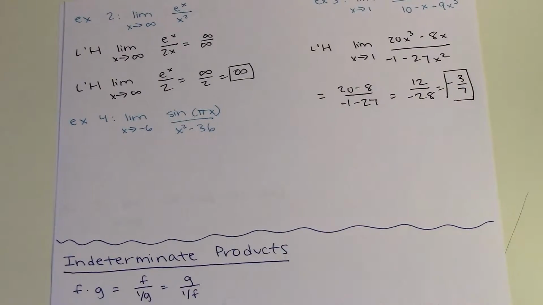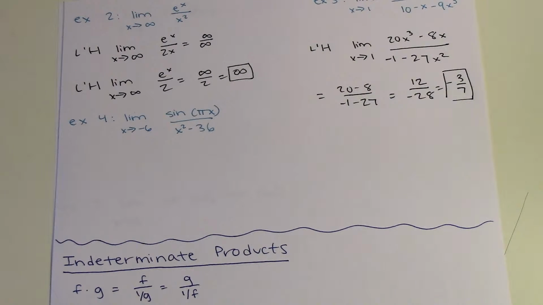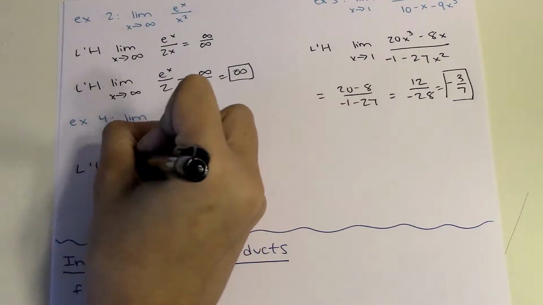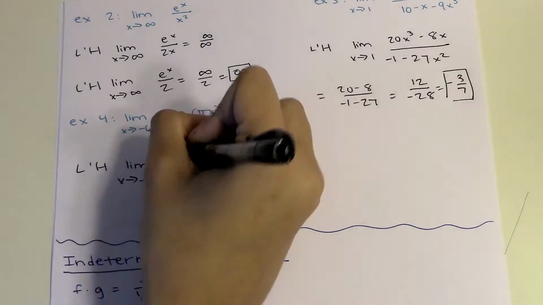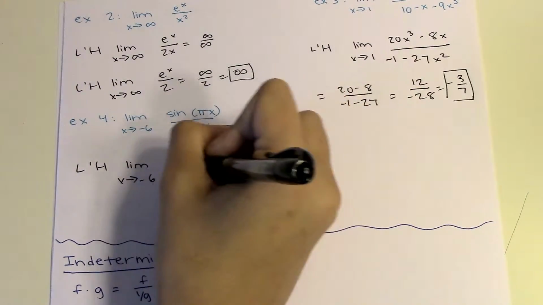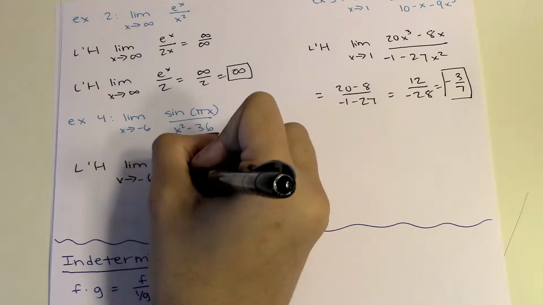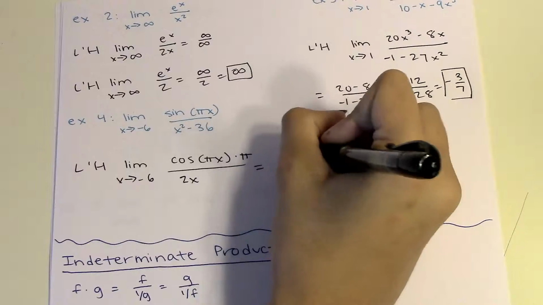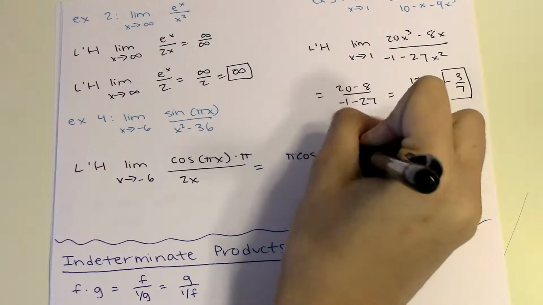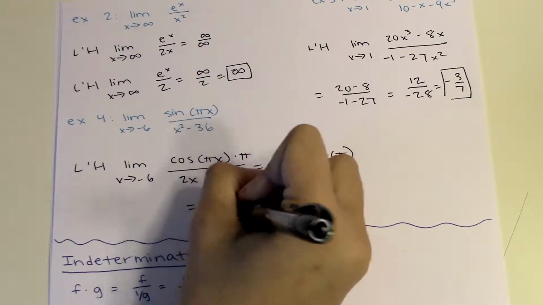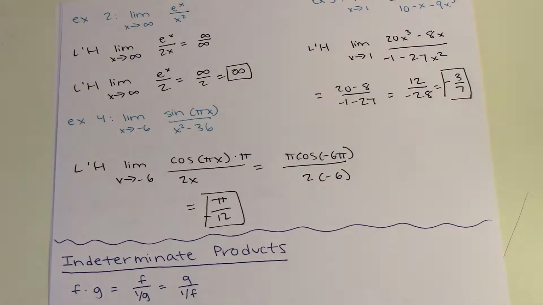And one more example. The limit as x approaches negative 6 of sine of pi times x over x squared minus 36. We'll go to 0 over 0, so we use L'Hopital's, and we use the derivatives of sine of pi x and the derivative of x squared minus 36. And we plug in negative 6 for x, and that leaves us with pi over negative 12, which will be our answer.